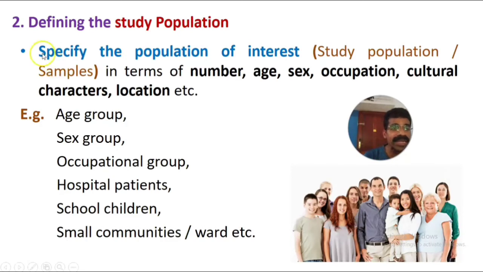So the second step is defining the study population. In that, specify the population we are going to study, according to age group, sex, occupation, or patients in different hospitals and health centers. Then school children, small communities in the colonies or specific wards, 5th ward, 6th ward, etc. That is about defining the study population, the second step of an epidemiological study.